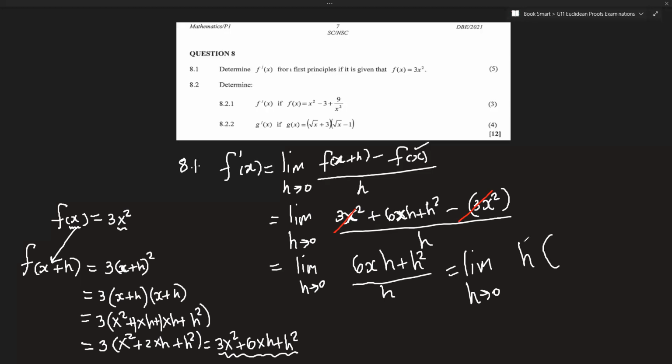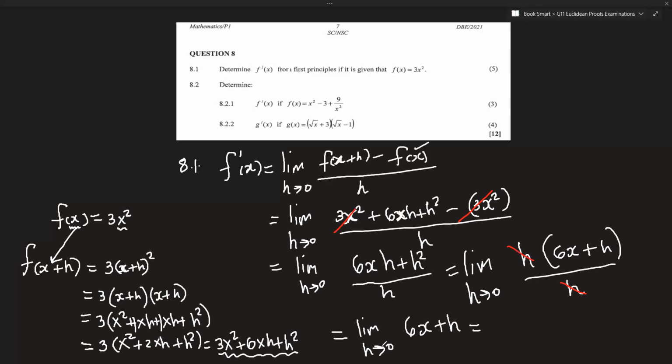Always. It's always h in first principles. So h, and then here I'm left with 6x. Here I'm left with h. So 6x plus h all over h, right? Perfect. So this h will cancel with that one. And then I have equals to the limit as h approaches 0 of 6x plus h.